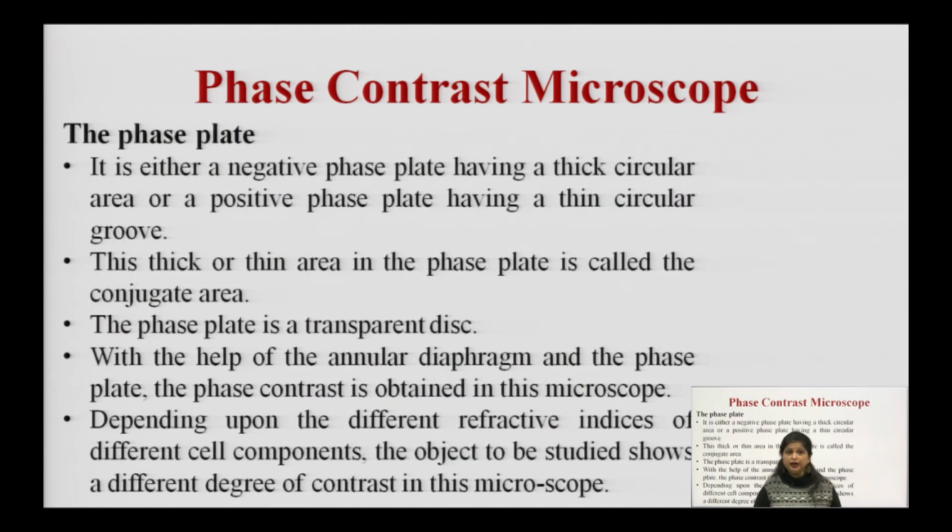After that, the phase plate. The phase plate may be either a negative phase plate or a positive phase plate. It has some thick areas and some thin areas to recognize the differences in refractive index. The plate was designed in such a way that you are able to differentiate between refractive indexes. The phase plate is a transparent disc. With the help of the annular diaphragm and the phase plate, the phase contrast is obtained within the microscope.